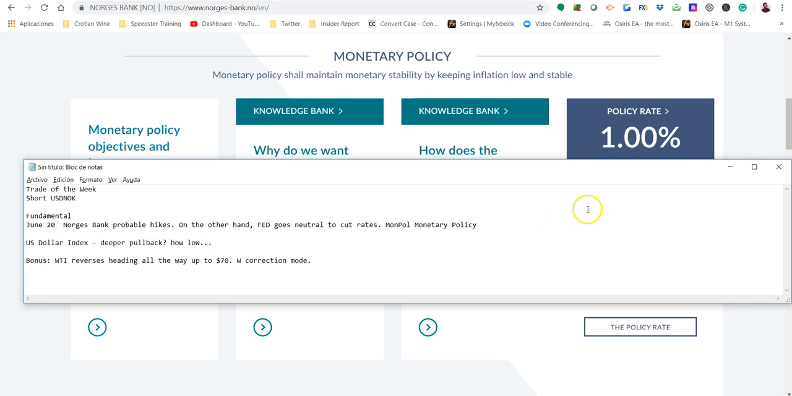And the question is how low. So keep that in mind. That's what we're looking here to assess. And this is why I want to take this trade.